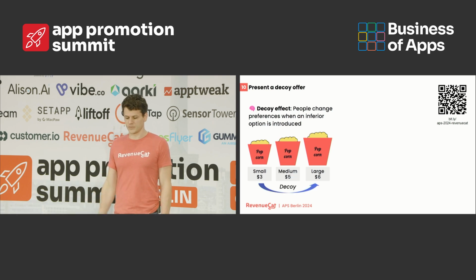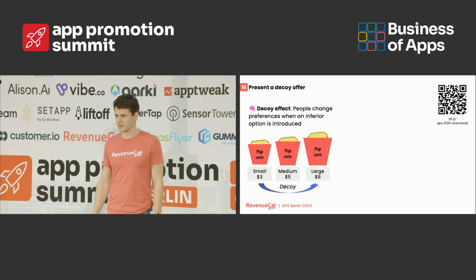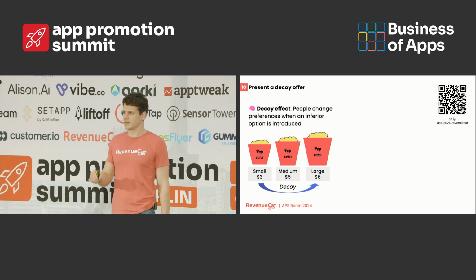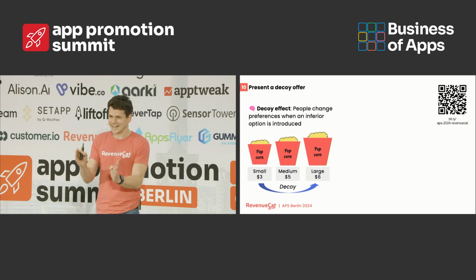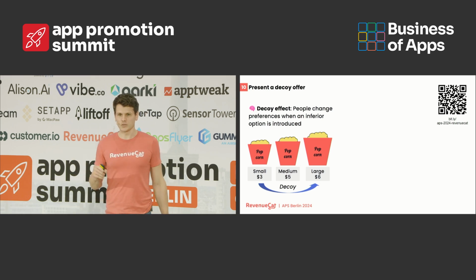However, what now happens if you introduce another option, the medium for $5? Suddenly this decoy makes people change their preferences because they feel like, for only $1 more than the medium, I can get the large. That's a really good deal. I should go for that. You don't find this exactly like this in apps, but you do find something similar.